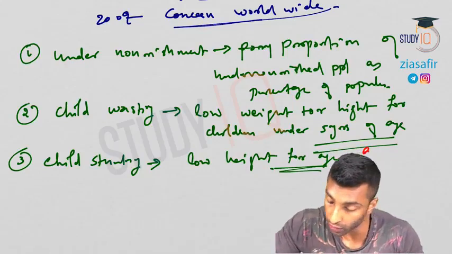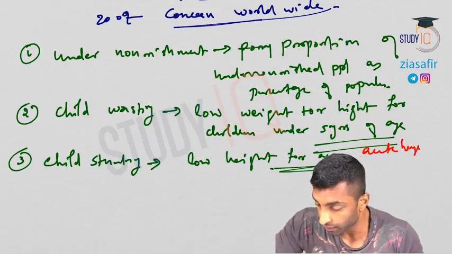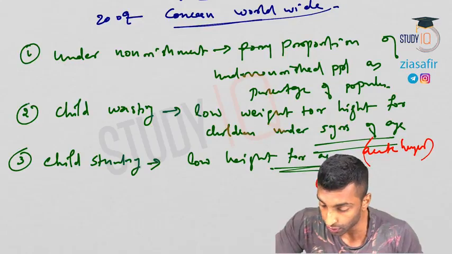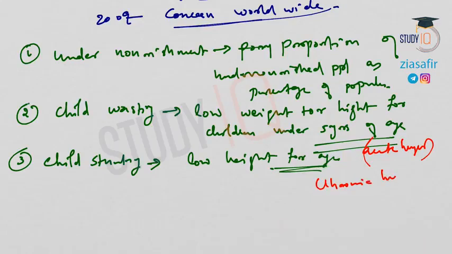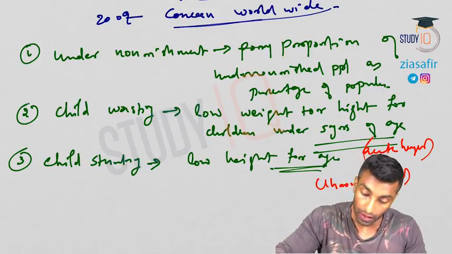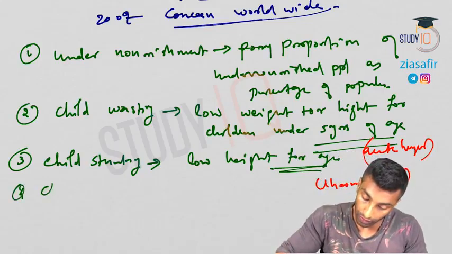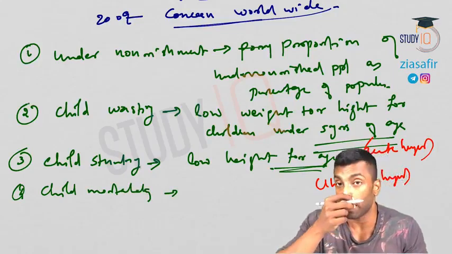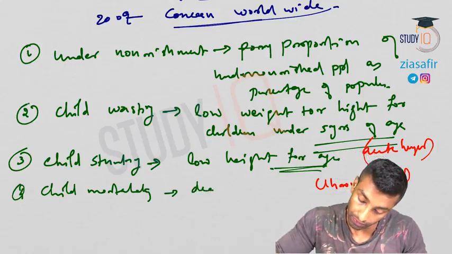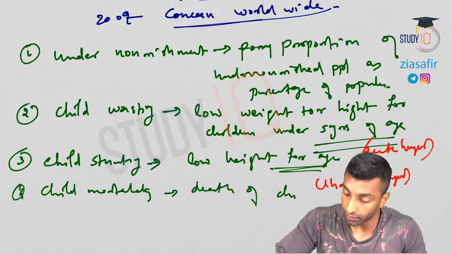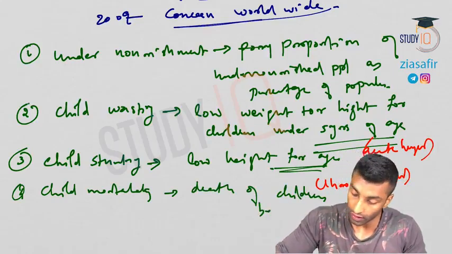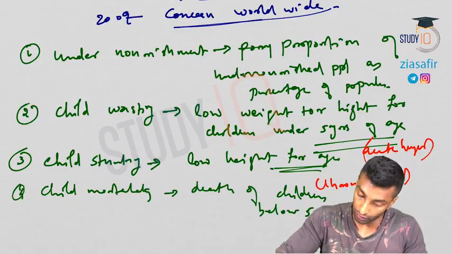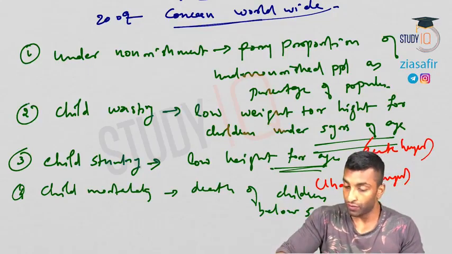So if this shows acute hunger, this shows chronic hunger. Okay. Next one, 4, child mortality. Okay, so that is death of children below 5 years of age. Death of children below 5 years of age.